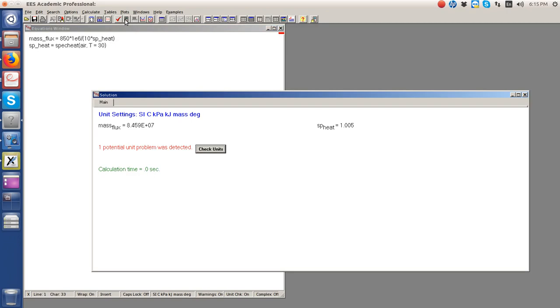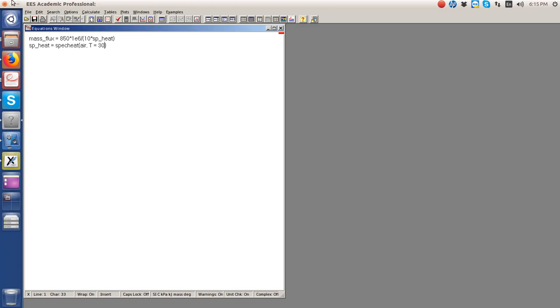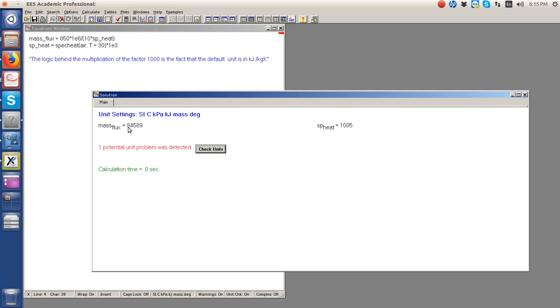So the specific heat is reported in kilojoule per kg Kelvin. So we must fix this, because we have accounted for the megawatt over here, specific heat has to be multiplied by 1E3. The logic behind the multiplication of the factor 1000 is the fact that the default unit is kilojoule per kg Kelvin, and we have already accounted for the megawatt over here. Okay, so this will give us a mass flux of this.